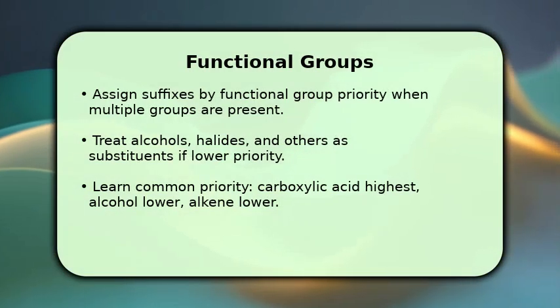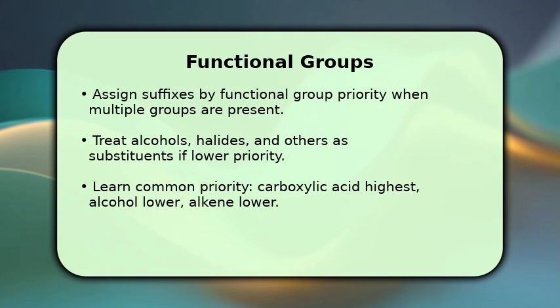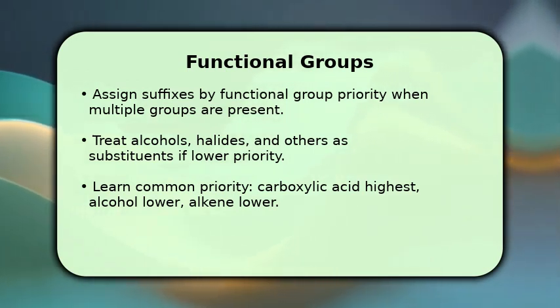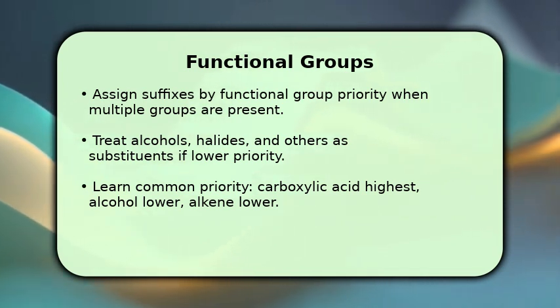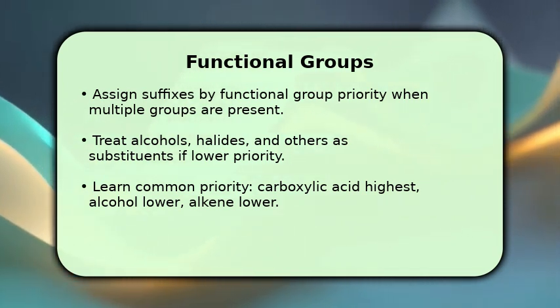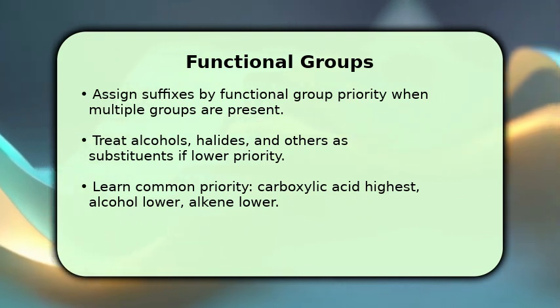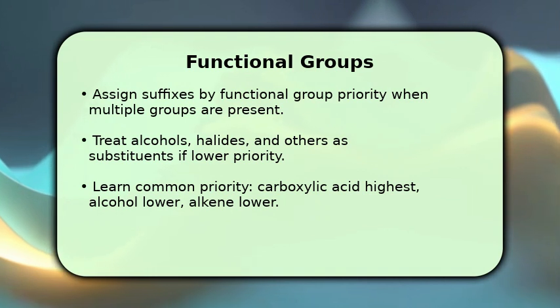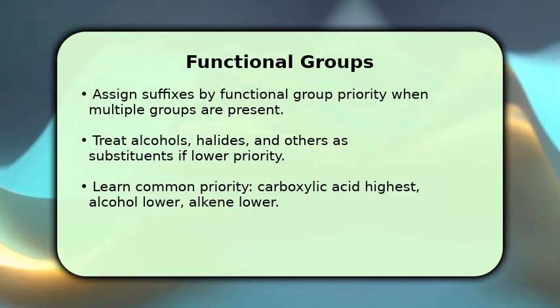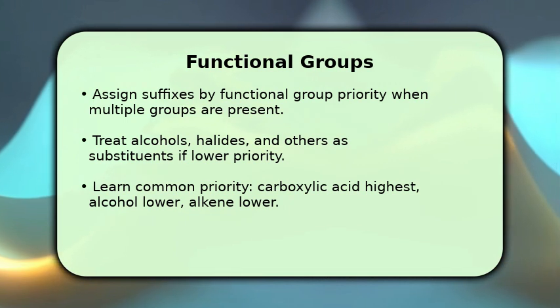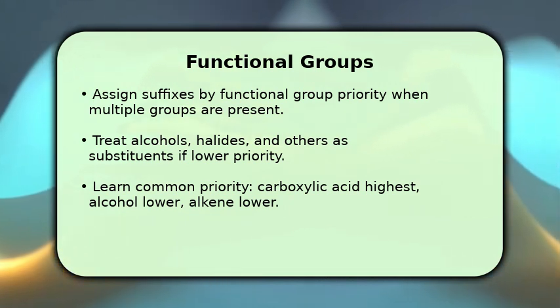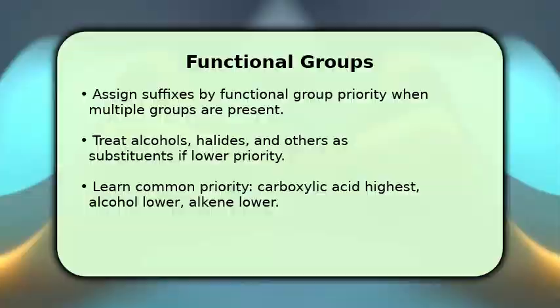Determine which functional group has the highest IUPAC priority, because that group defines the suffix. Then number the chain so that the highest priority group has the lowest possible number. Convert other groups into substituent names with locants and prefixes as needed. Apply correct suffixes like -oic acid or -ol, and make sure you follow alphabetical rules for substituents while ignoring multiplicative prefixes during alphabetization.